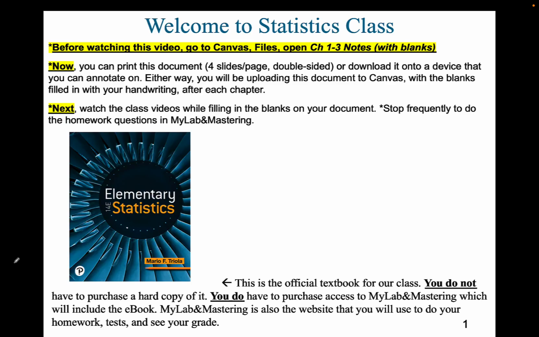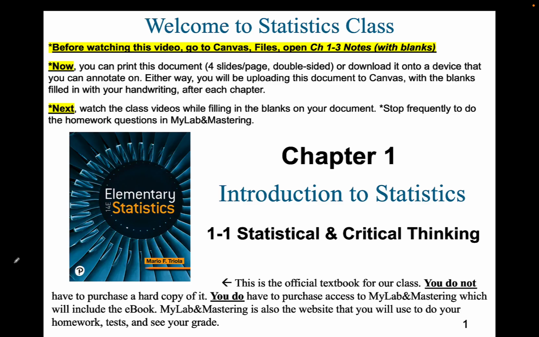All right. So it's time to start filling in those blanks. First blank, go ahead and write this in, chapter 1. Next blank, write it in, Introduction to Statistics. And in that third blank, you can write in that we are about to discuss section 1.1, Statistical and Critical Thinking.